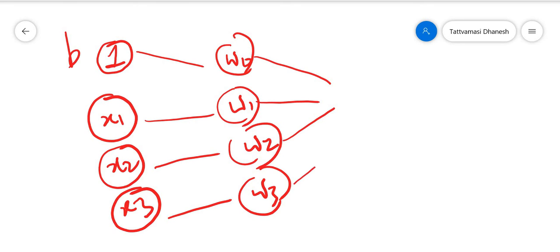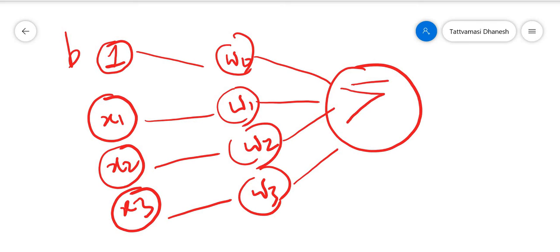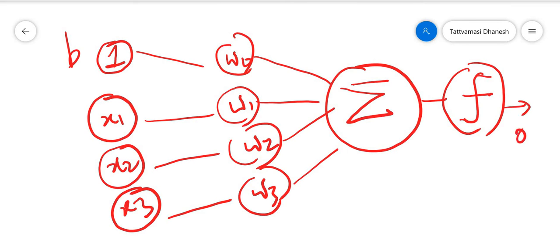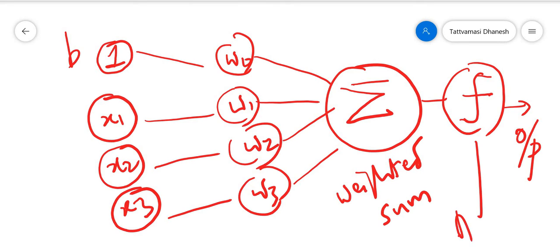Now it will be summed and you will get the weighted sum. This we can take as sigma. Then you have the activation function here. You can use sigmoid, ReLU, or hyperbolic tan. Here you will get the output. This is exactly what happens inside a perceptron or artificial neuron. This is the weighted sum, and this is the activation function, and here you will get the output.